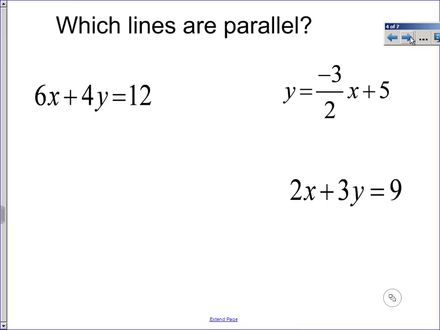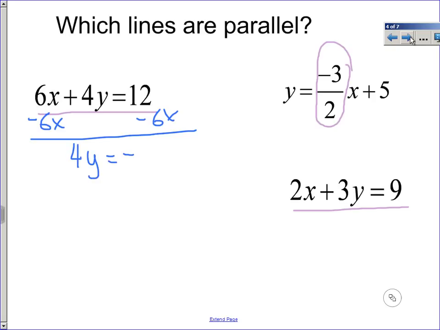Which of these lines are parallel? When I look at my examples here, I see that the first equation is written in standard form. The second equation is written in y equals mx plus b, and I can see my slope is negative 3/2. And my third equation is also written in standard form. So before I can proceed, I have to put these equations in y equals mx plus b, solving for y. So we'll start up here. I'll minus 6x from both sides.